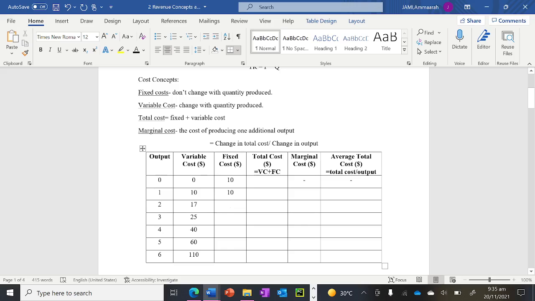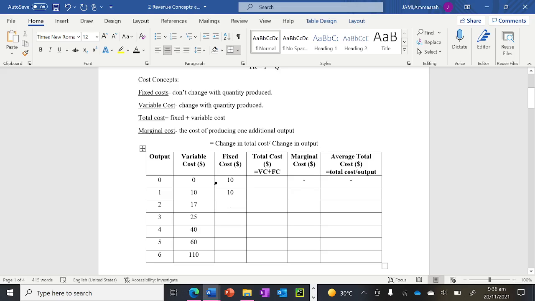So the output, as you can see, increases 0, 1, 2, 3, 4, 5, 6. Variable cost, as we discussed earlier, are costs that change with the quantity produced. So when you produce 0 units of output, you have a variable cost of 0. When you produce 1 unit of output, your variable cost is 10. 2 units of output, your variable cost is 17, and it just keeps going on.